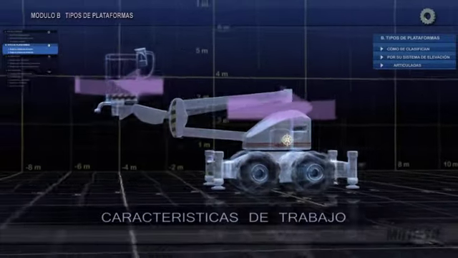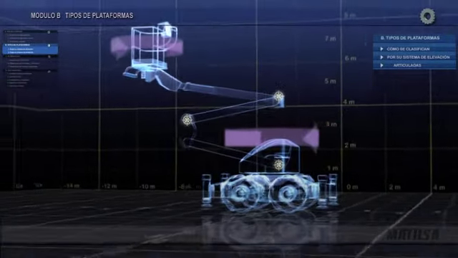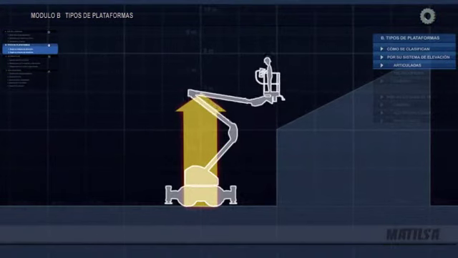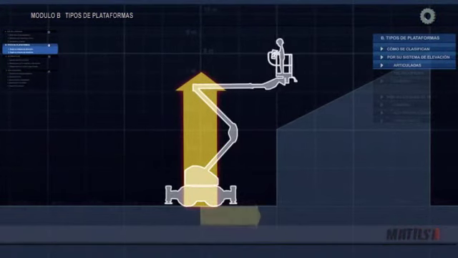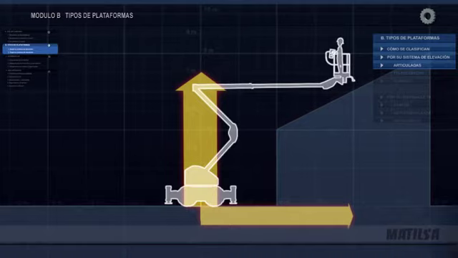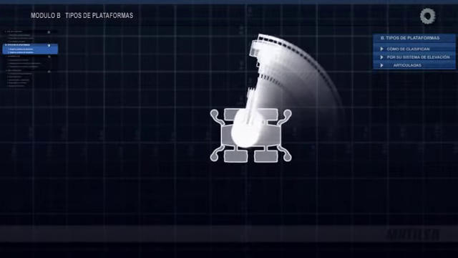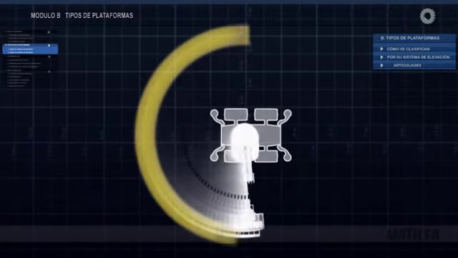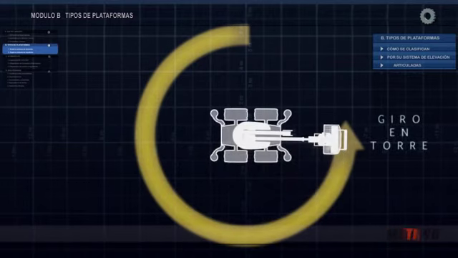Working features. This kind of elevating allows for sideways transportation and is thus able to avoid obstacles that can be underneath the working area. In these, the tower group can turn left or right, fully or partially, 360 degrees.